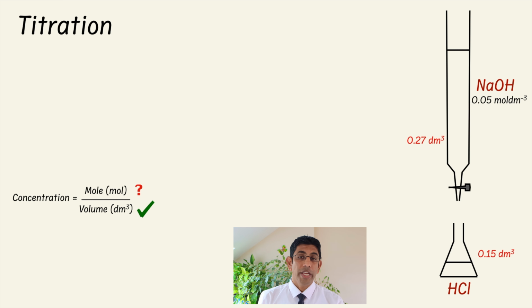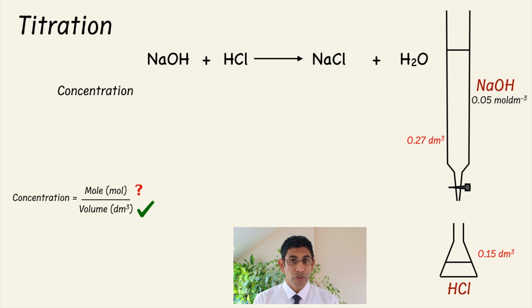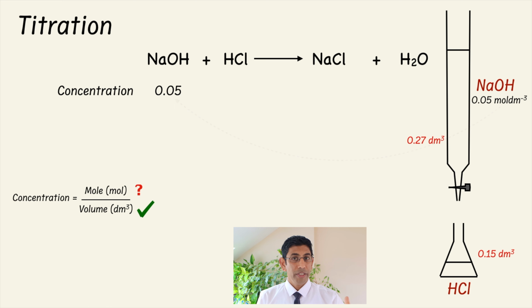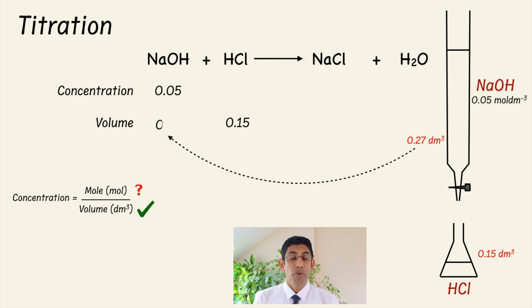Now write the equation. Sodium hydroxide reacts with hydrochloric acid in a 1:1 ratio to form sodium chloride and water. And write all the details underneath in a clear format. The concentration of the sodium hydroxide is already known, which is 0.05 mole per decimeter cube. The volume of the hydrochloric acid is 0.15 decimeter cube. And the volume of sodium hydroxide we have used in this titration, from your burette reading, is 0.27 decimeter cube. So we have all this information underneath our equation.